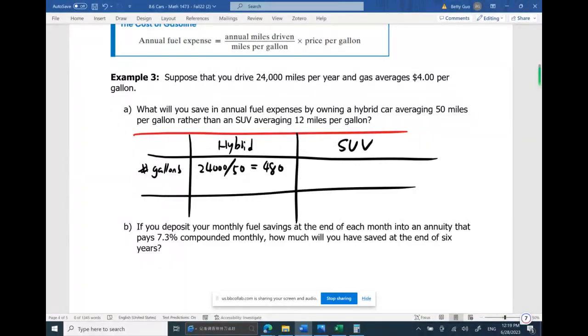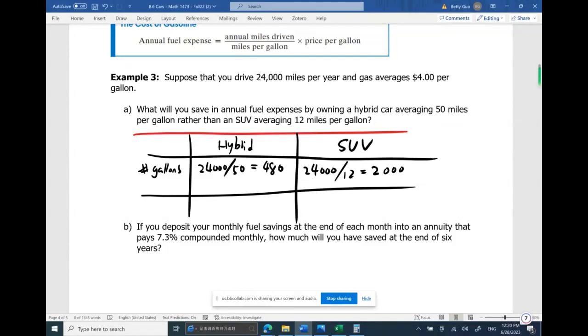But if you drive the SUV, since the SUV burns 1 gallon and can only drive 12 miles, let's see how many gallons you need. 24,000 divided by 12, and that's easy to calculate. You need 2,000, right? Let me double check the answer, because that's almost 4 times. Yeah, that makes sense because it's more than 4 times.